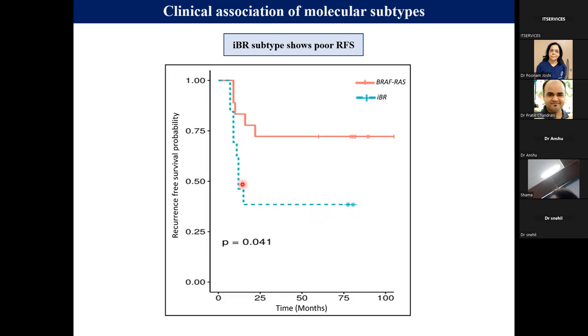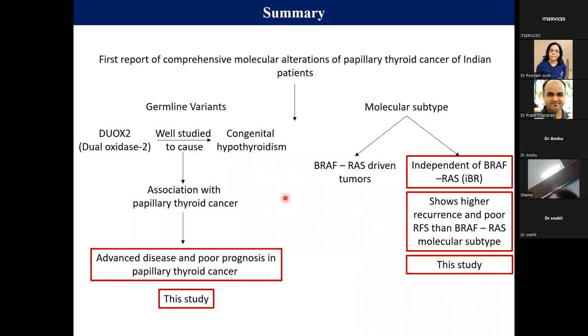Overall, from the study we see that DUOX2, which is a well-established germline biomarker for congenital hypothyroidism, is observed to be associated with papillary thyroid cancer, and it is also associated with advanced disease and poor prognosis of PTC. So this can be a very important prognostic biomarker for papillary thyroid cancer. Further, we see that BRAF RAS driven tumors are characteristically different from BRAF RAS independent tumors, and the independent group particularly shows higher recurrence and poorer recurrence free survival compared to the other cohort. That brings more attention to the BRAF RAS independent group for therapeutic improvement of this cohort.